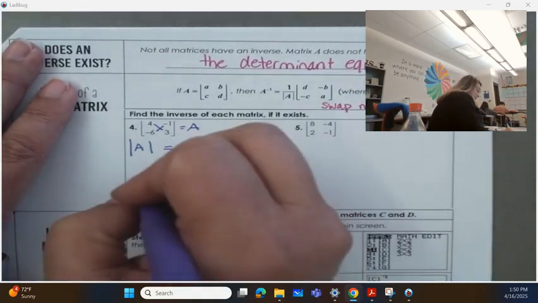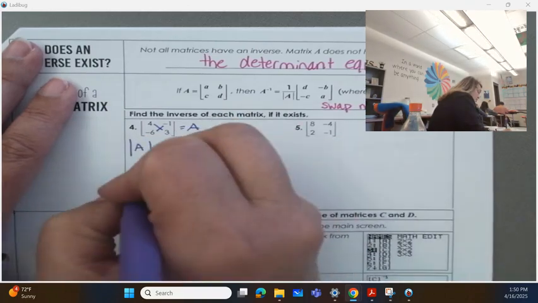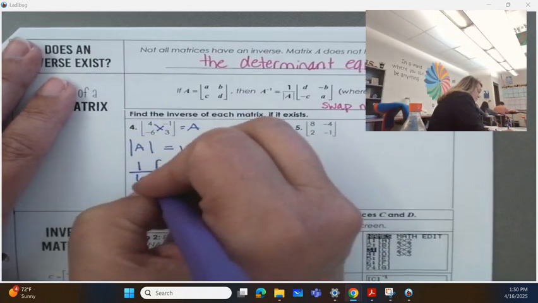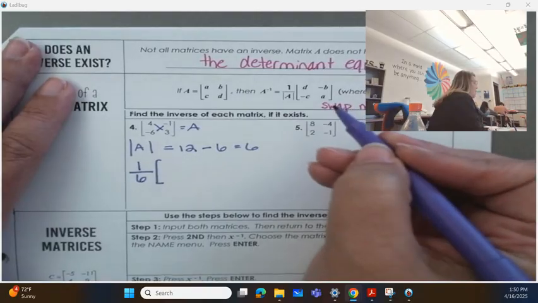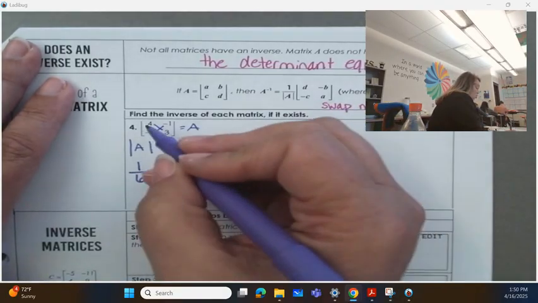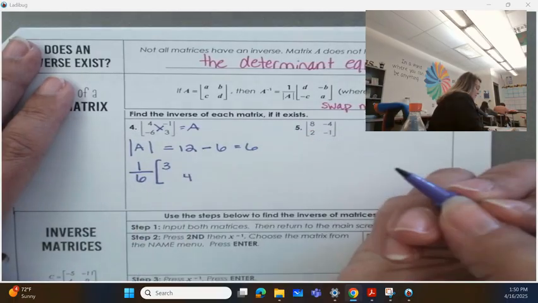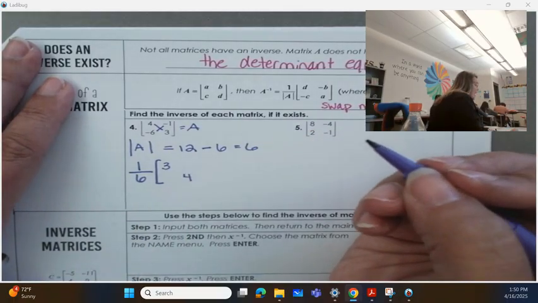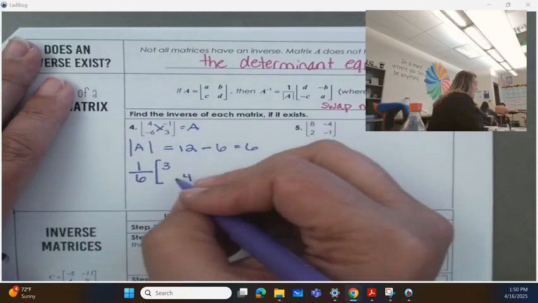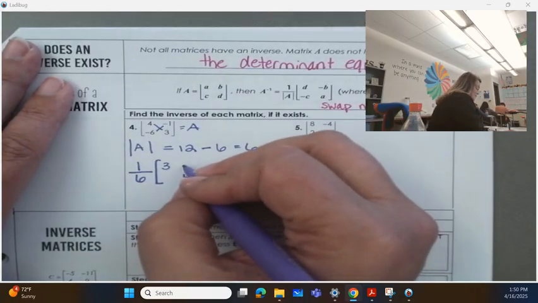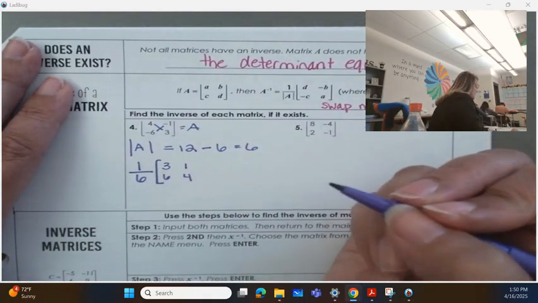So then I take 1 over the determinant, and I multiply it times this funny swap matrix. I'm going to swap the numbers in the main diagonal. 3 goes up here now, 4 comes here. And for the non-main diagonal, I swap the signs. So this becomes 1, this becomes 6.